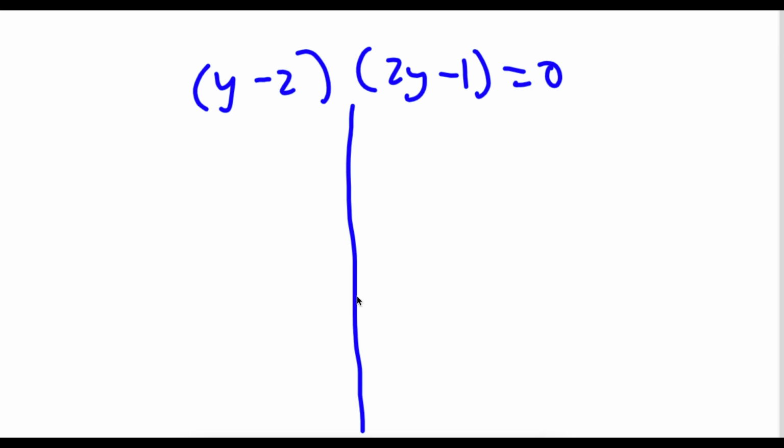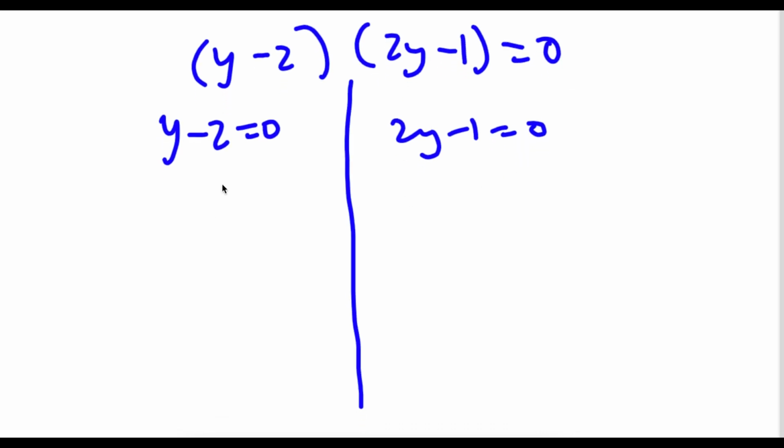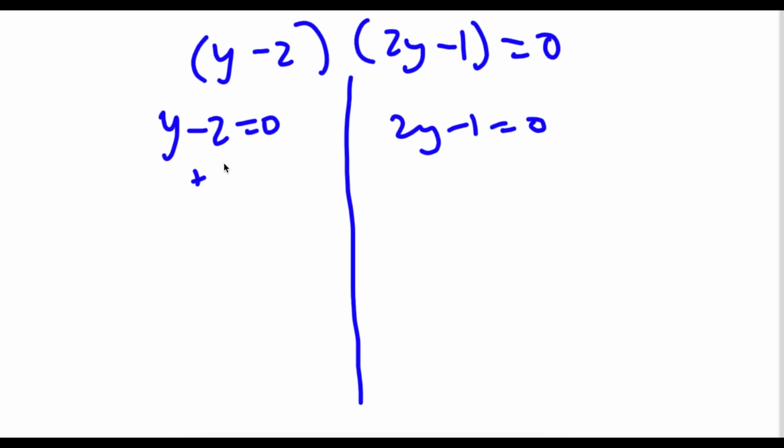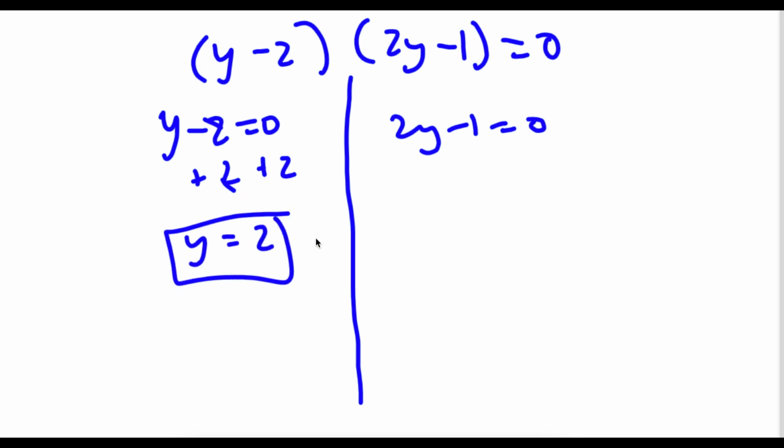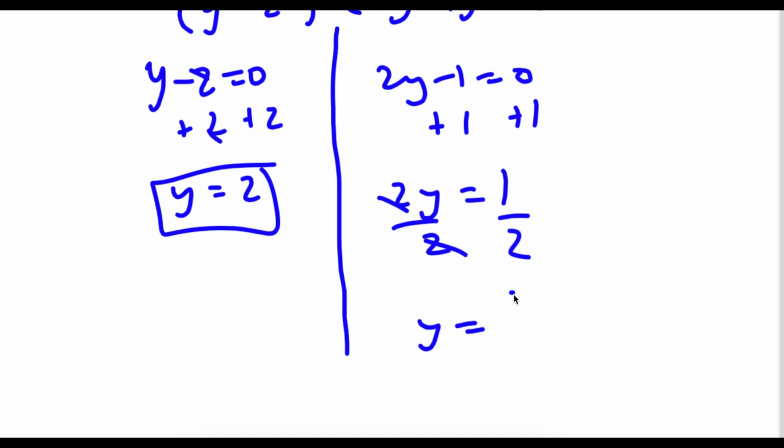So now, this gives me two equations. I have y minus 2 is equal to 0, and I have 2y minus 1 is equal to 0. For y minus 2 equals 0, I can simply add 2 on both sides, so I get y is equal to 2. For 2y minus 1 equals 0, first add 1 on both sides, so I get 2y is equal to 1. Then I can divide 2 on both sides, so I get y is equal to 1/2.